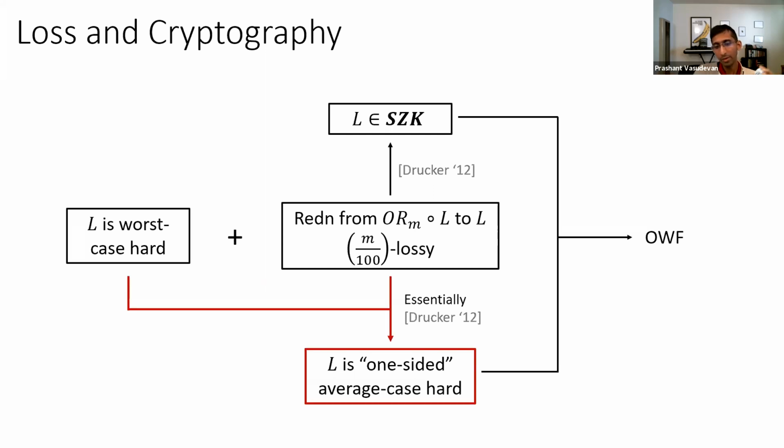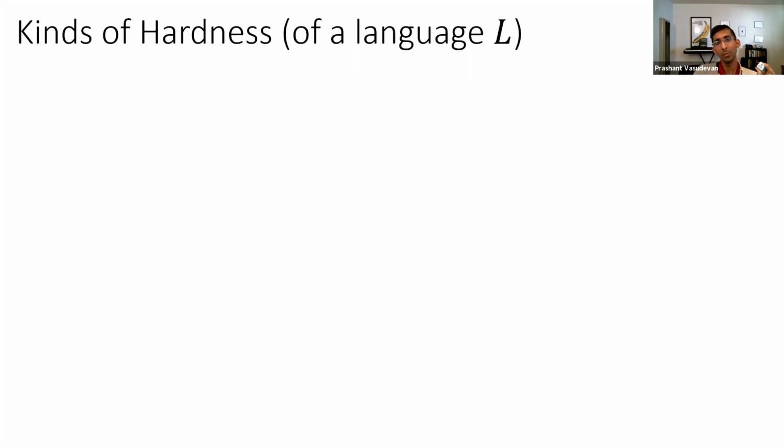I'm going to start by telling you what I mean by one-sided average case hardness and how this implies that. To do this, I'm going to start by discussing the different kinds of hardness we typically talk about for languages. The simplest is worst case hardness, where you say that for any possible algorithm, there is some input on which it is wrong. Any algorithm that's trying to decide this language is wrong on some input.